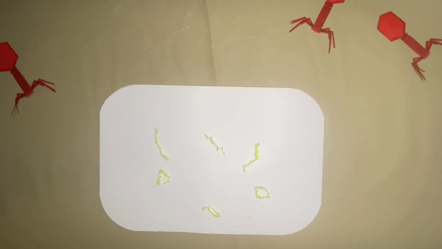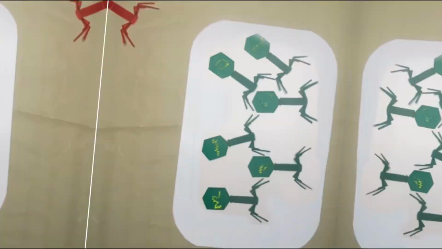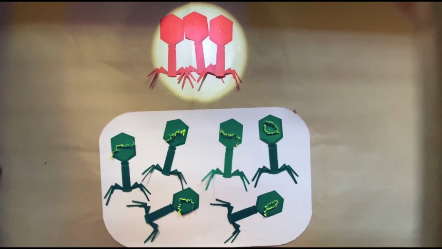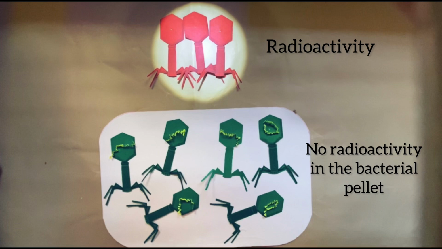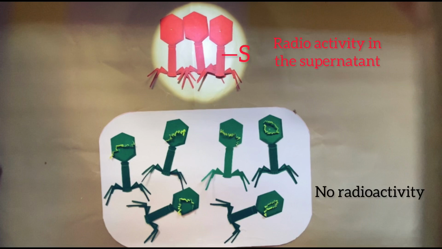The viral genome enters the host cell and initiates replication by hijacking the host cellular machinery to make new copies of the virus. The bacteria were then spun in a centrifuge in order to separate the bacterial cells from the solution in which they were immersed. Here, no radioactivity was found in the bacterial pellet, but radioactivity was present in the supernatant. You can observe that the radioactive sulfur is in the surrounding medium and not in the bacterial cells. The progeny of the phages labeled with radioactive sulfur were unlabeled.